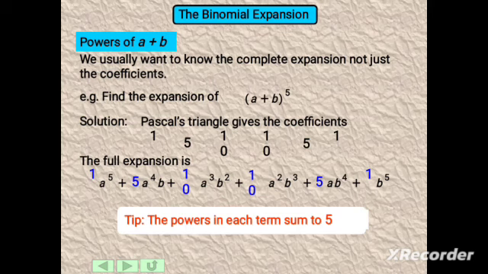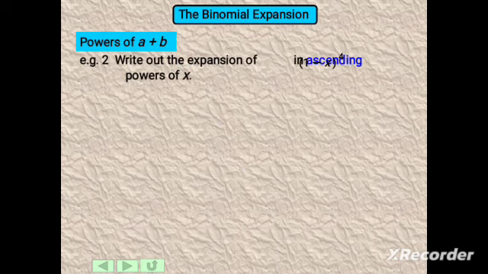So the powers in each term sum up to 5. If you look at the first term, 1 a raised to power 5, the power there is 5. The second term we have 5a raised to power 4 b. Remember, b is raised to power 1, so the sum of the powers is 4 plus 1, that is 5. The third term also we get 5, 3 plus 2. The fourth term is 2 plus 3, which is 5. The fifth one is 4 plus 1, that is 5. And the other one is 0 plus 5, which is 5. So that is what I mean. Those powers, when we add them, you get 5.